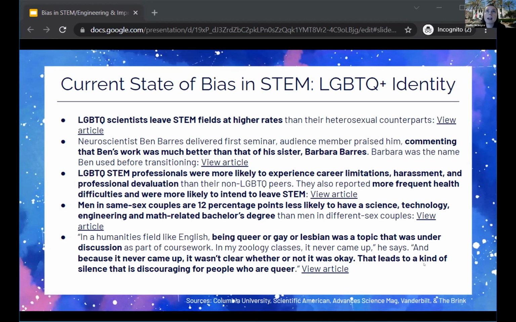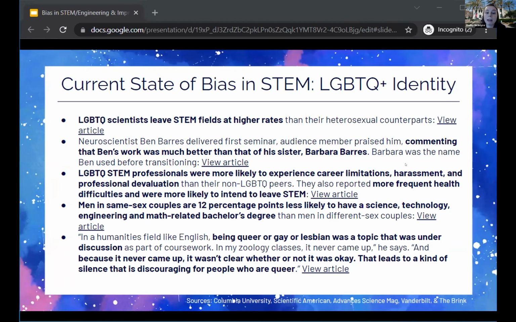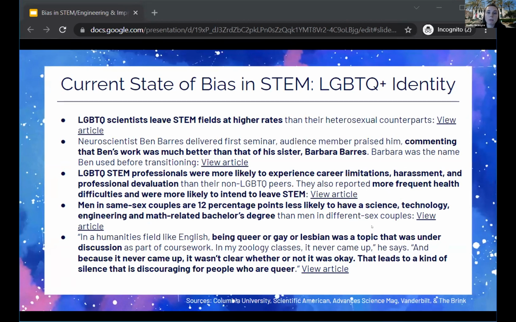And that in some ways can make sense, right? When we're talking about a specific software like AutoCAD, right? We're not going to necessarily bring up gender or sexuality, but because it never came up, it wasn't clear whether or not it was okay. That leads to a kind of silence that it's discouraging for people who are queer, right? So bringing that topic into the classroom when we have the chance does help us recognize that it's okay to have these varying identities and be a STEM major.